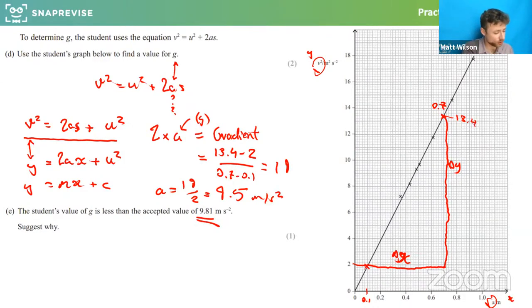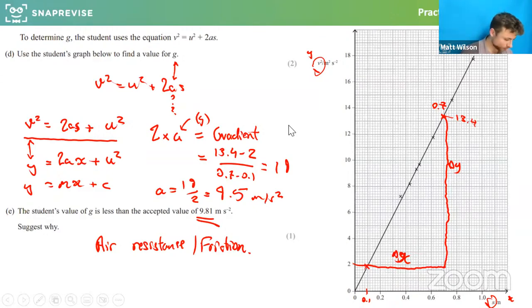So our answer is not too far away, it is probably correct. Notice they agree. The actual value is less than 9.81. We're asked to suggest why. You may be thinking about this at the moment: why would they have found the acceleration in the experiment to be smaller than theory? Well, a classic example is because there are extra resistive forces. So, for example, air resistance or friction are slowing our cylinder down, causing it to accelerate less than our calculations say.